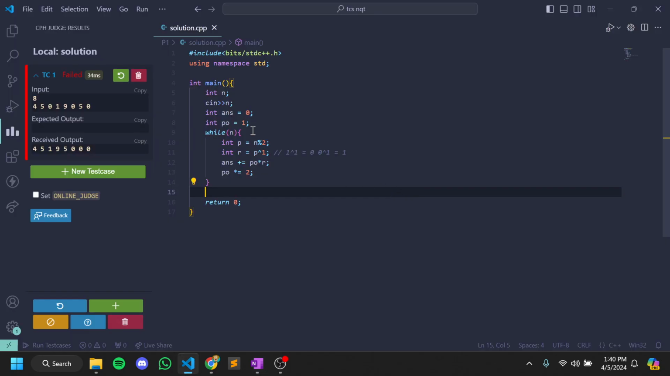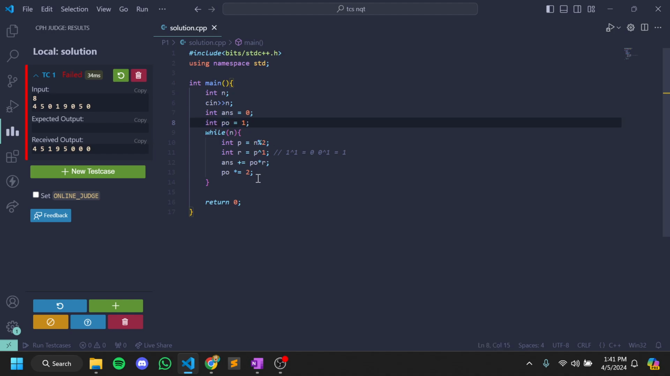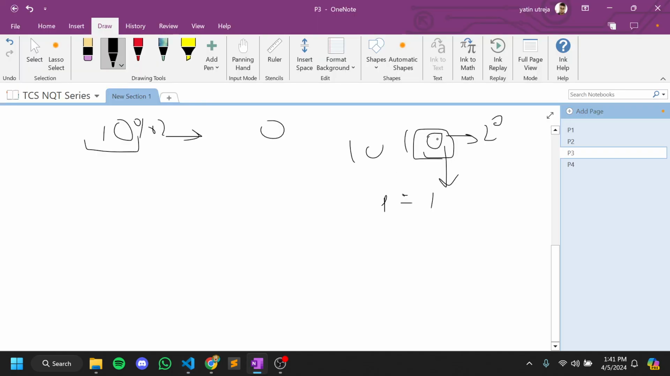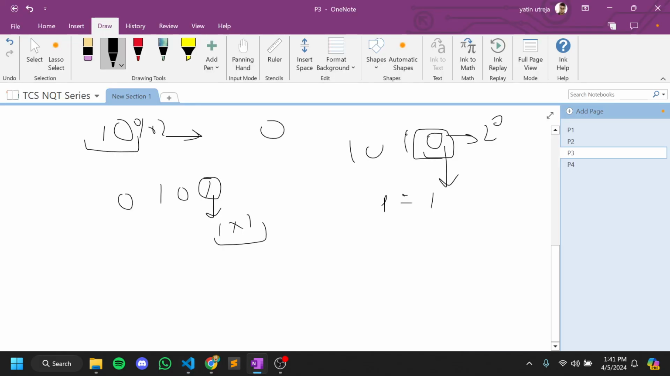Then what am I doing? I am just adding ans plus equals po into p. po is basically the power of 2. At this position the power of 2 that is represented is 2 to the power 0. That's why po's value is 1. What I'm doing is basically 1 into 1, and that's the desired output as well, because after flipping what do we get? We get 0 1 0 1. So for this one I need to add 1 into 1 to my result. And after that, once this bit's result is done, I need the result for the next particular bit.